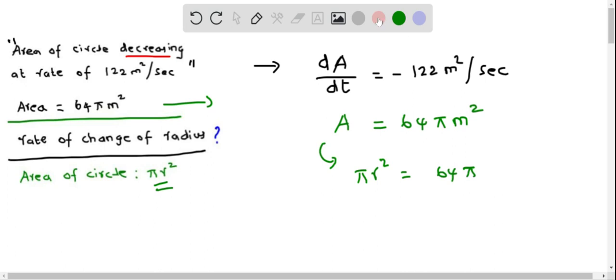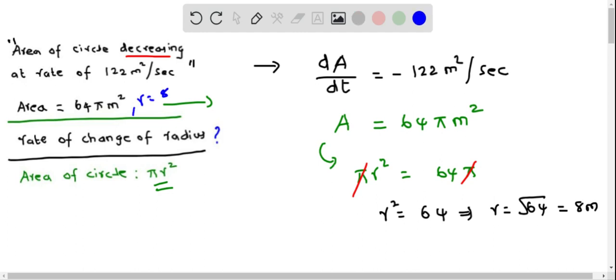So I can cancel both sides by pi, or I divide by pi. I will get r squared equal to 64. So to find the value of r, I take the square root on both sides. I get 8. I can put the unit as meter. So the radius we have found is, at that instant, 8 meter. Now we know how to find the rate of change of radius.